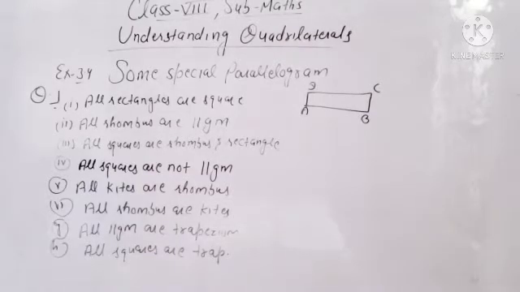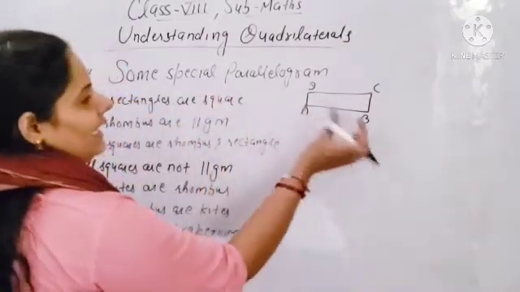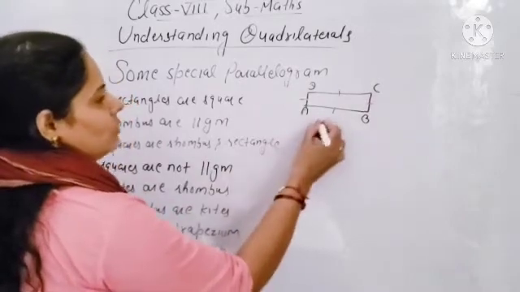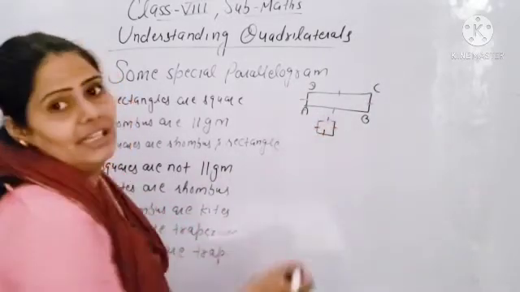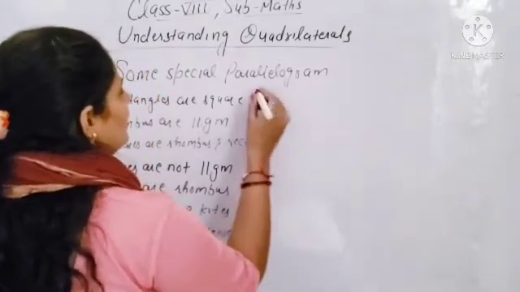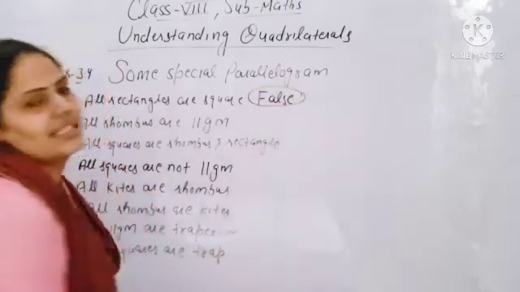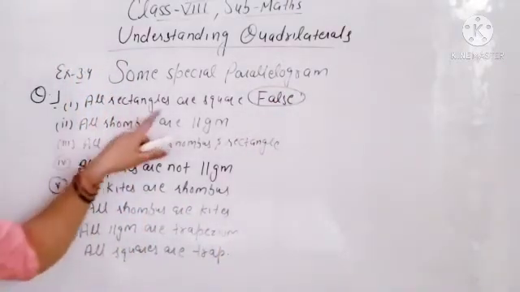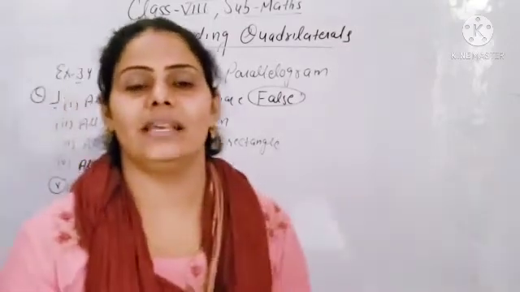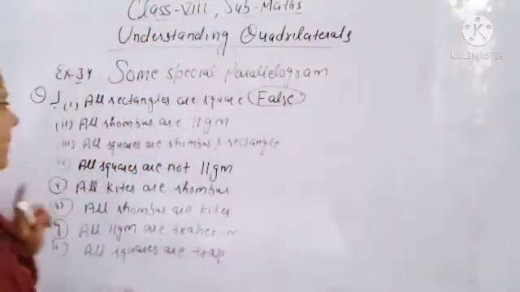You have to tell whether this is true or false. All the rectangles are squares. In a rectangle, opposite sides will be equal, but in a square, all the sides will be equal in length. So a rectangle will not necessarily be a square. So the statement is false. Clear? All the rectangles are not squares, because in rectangles only the opposite sides are equal, but in a square all the sides are equal. So this is a false statement.